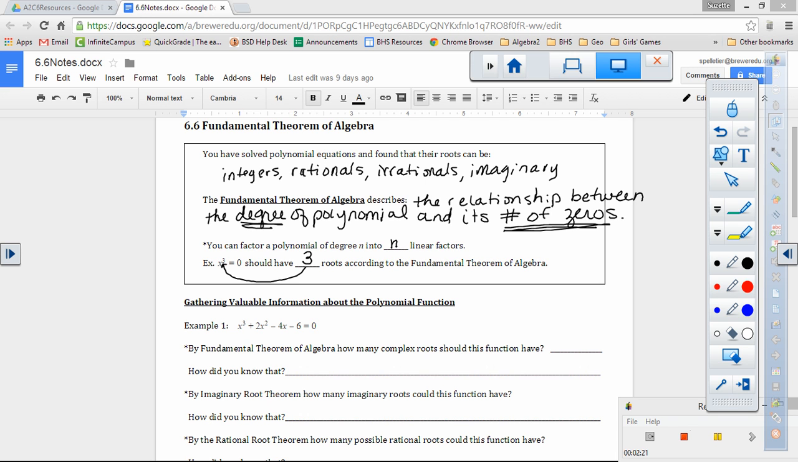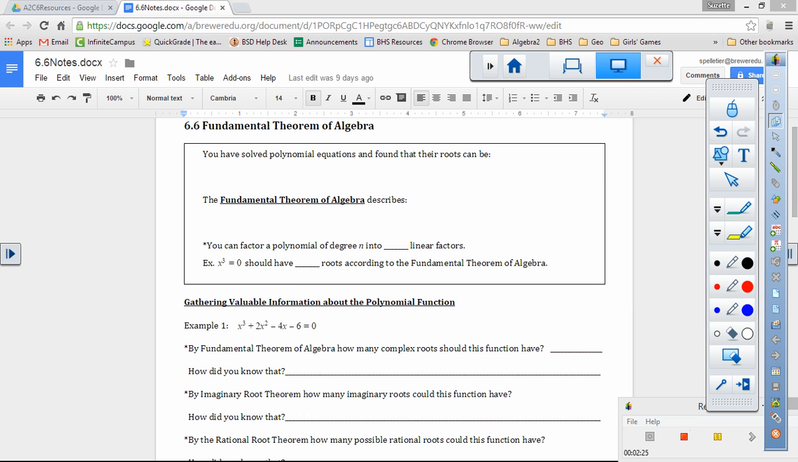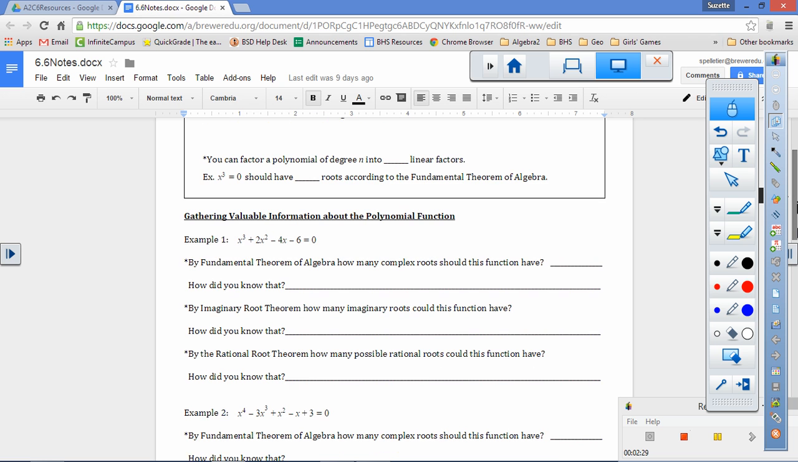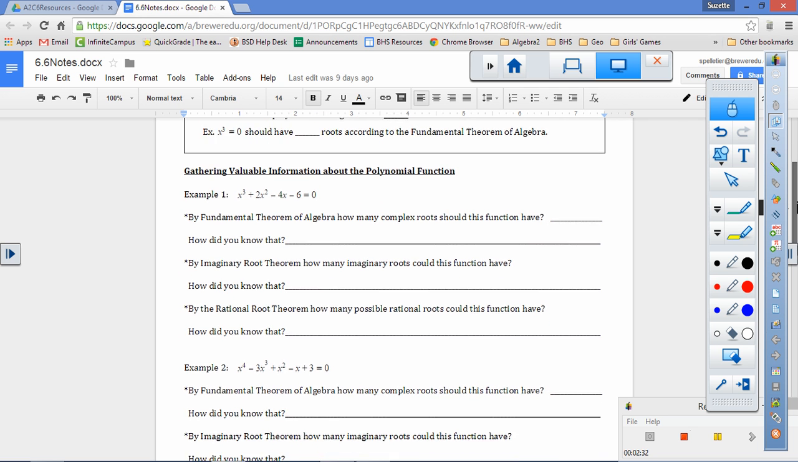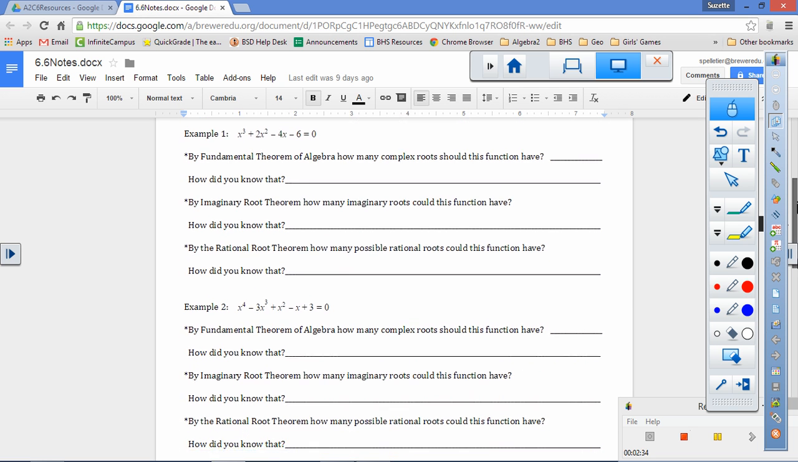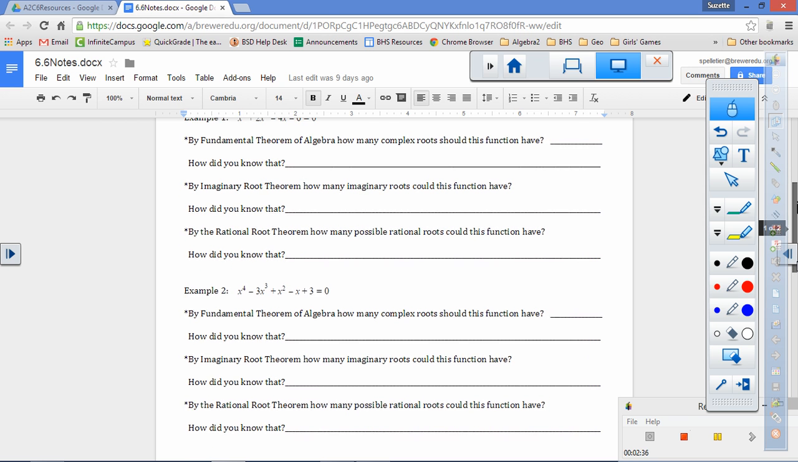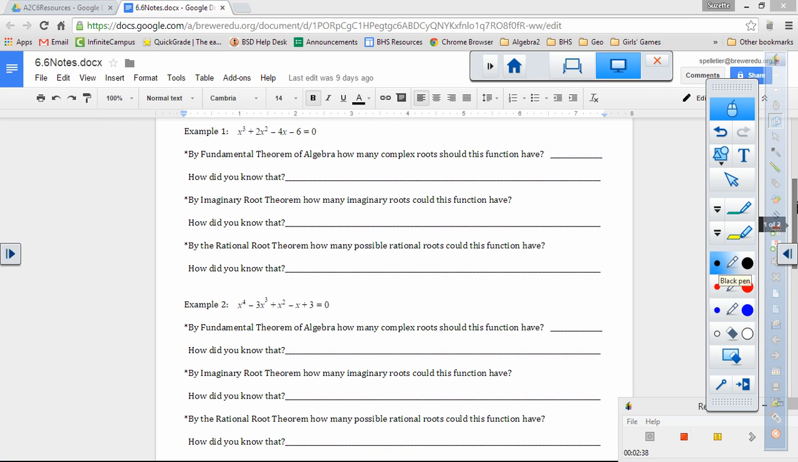So before we start solving polynomial functions, we need to gather some information about them, right? And so we're going to use this process, these little paragraphs, to help us. So start with these first 2 examples. Okay, so this first example, x to the third plus 2x squared minus 4x minus 6 equals 0.